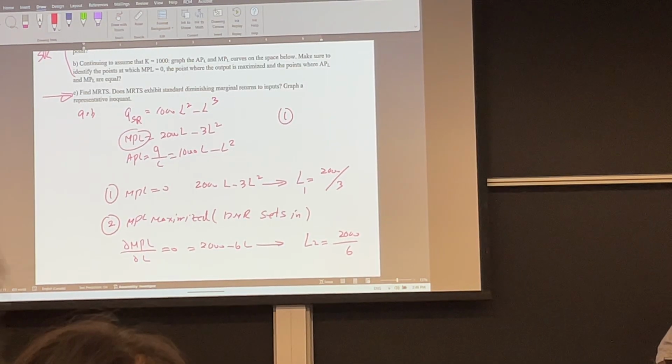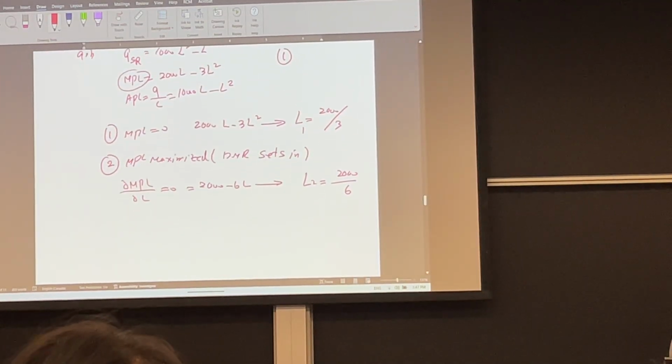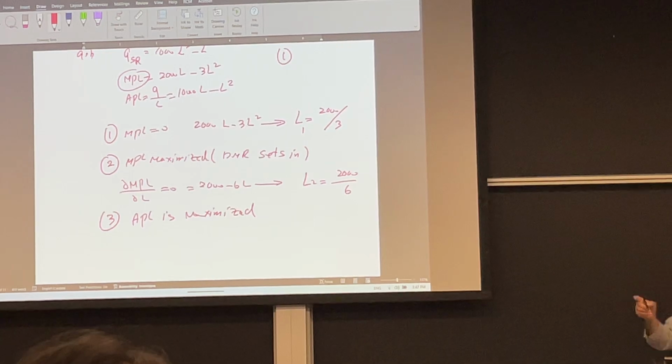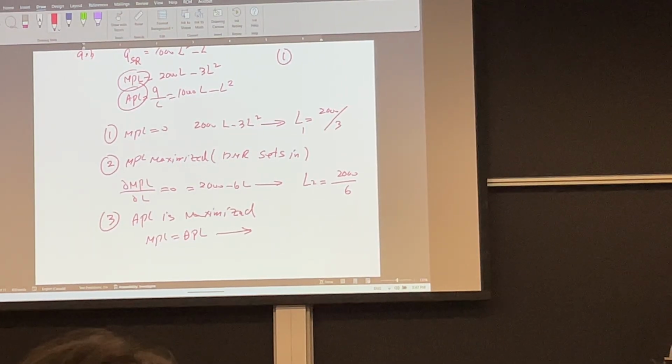Yep. MPL equals APL. That is when APL is maximized. So you're right. But rather than that, you can say where APL is maximized. I can do it two ways. I can use what you said, which is put MPL equal to APL and solve it. That's one way of doing it. That's what you should try. Or I can just maximize APL directly. It's the same thing. The second one is easier, right? So I'm going to maximize APL directly.